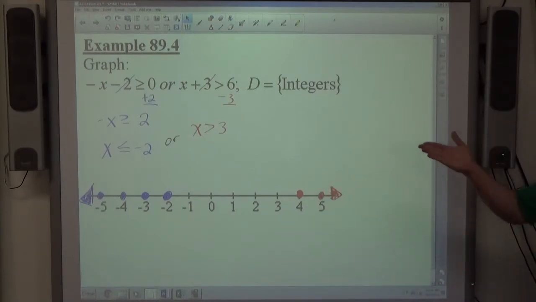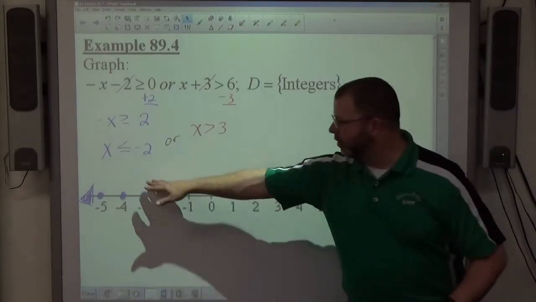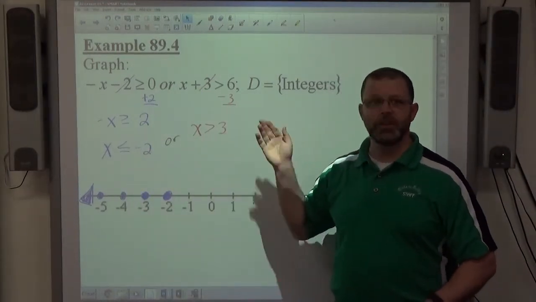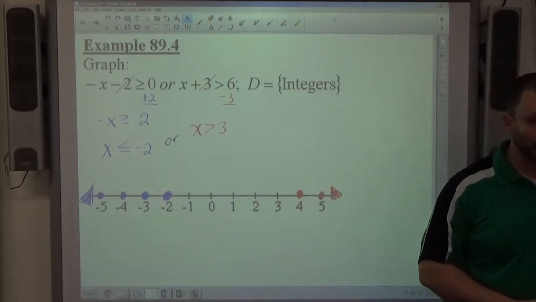Again, graph the one, graph the other. They both count. And if it's blue, this is true. If it's red, this one's true. If either one of them's true, the whole thing's true. So that's what we're graphing is the truth.